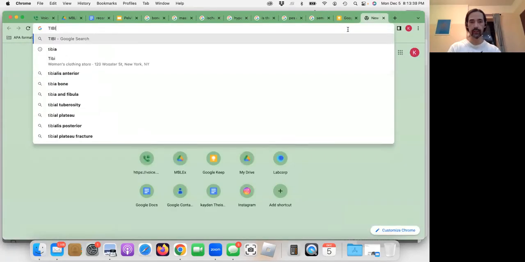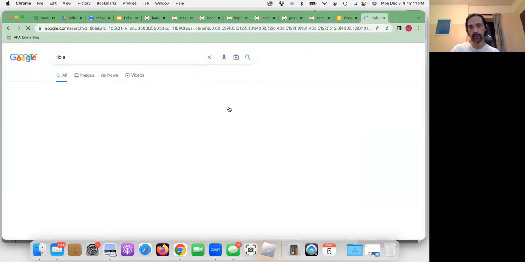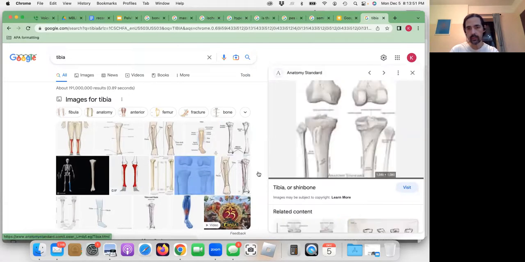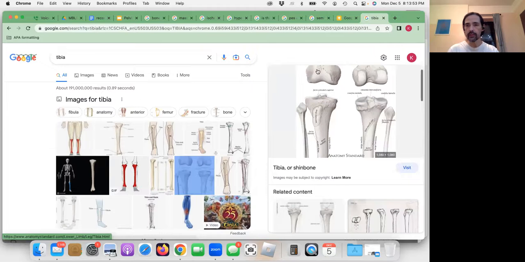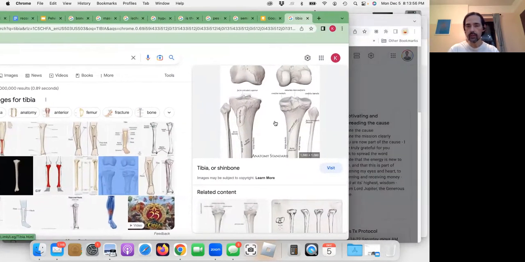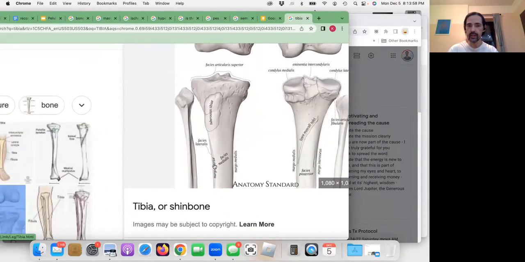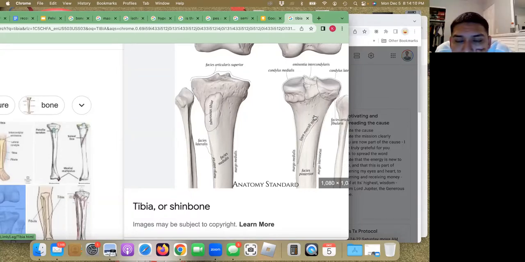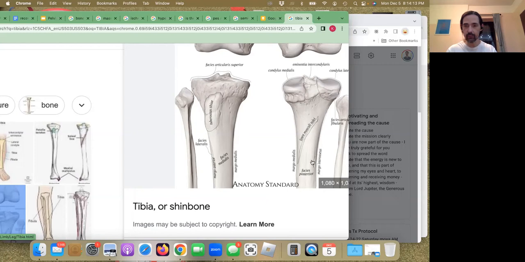But if you look at the tibia from the front, here's a good one, you will notice that it has an edge. There's an edge to it, which is why when somebody kicks you with their shin, or when you block a kick with your shin, somebody pays for it. And in the back, it's much more flat.